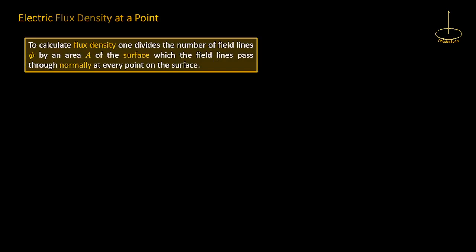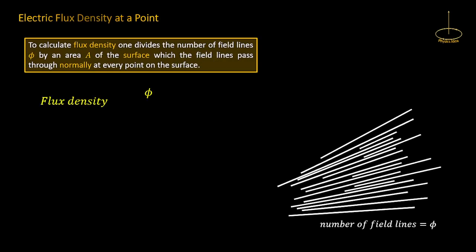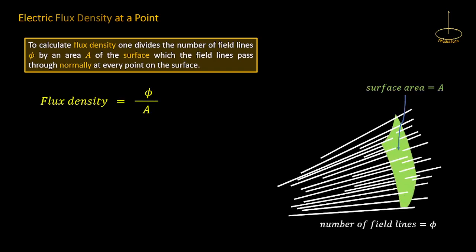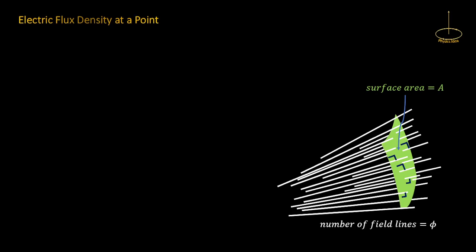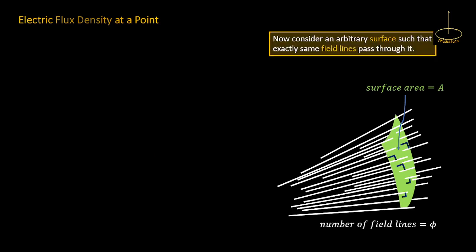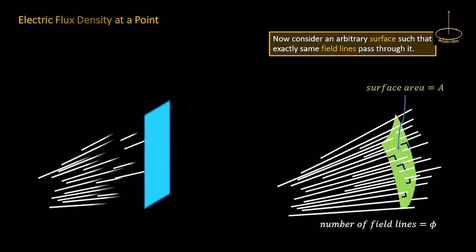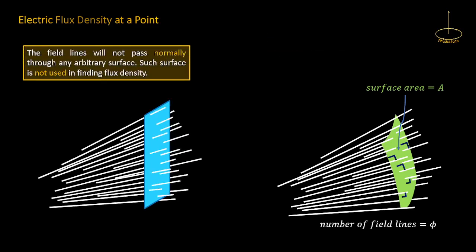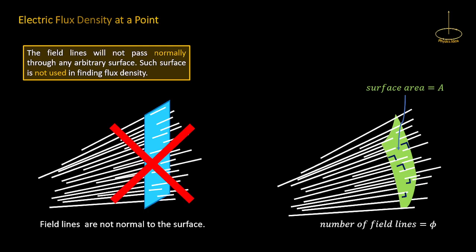Electric flux density at a point. To calculate flux density, one divides the number of field lines phi by an area A of the surface, which the field lines pass through normally at every point on the surface. Now consider an arbitrary surface such that exactly the same field lines pass through it. The field lines will not pass normally through any arbitrary surface. Such a surface is not used in finding flux density.